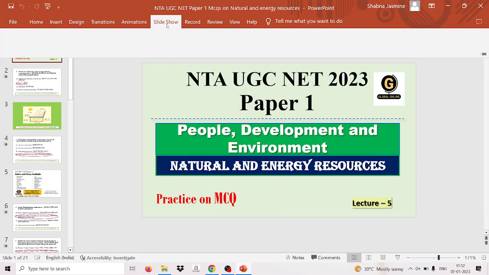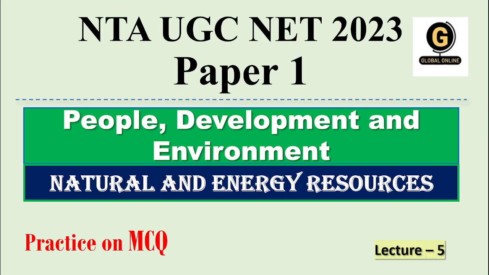In this class, we discuss NTA UGC NET 2023 Paper 1, and today's topic relates to natural and energy resources from people, development and environment. In this topic we deal with MCQs. It will really encourage you, and also increase your motivation and information about this area. Let's start with the first question.